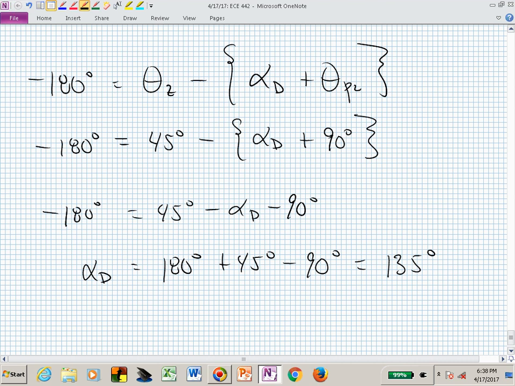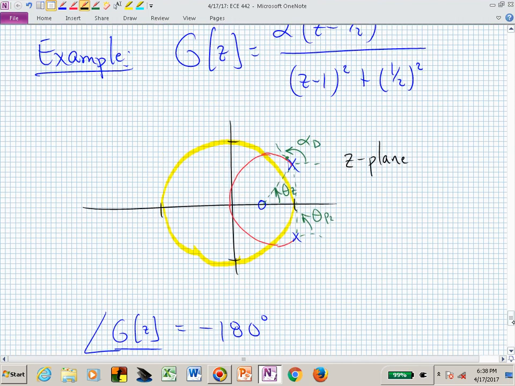We know that we're departing at an angle of 135 degrees from that pole in the first quadrant. And that now helped inform our sketch of the root locus. The root locus now leaves the two poles. One goes to the finite zero at 1/2. The other one marches off to minus infinity.